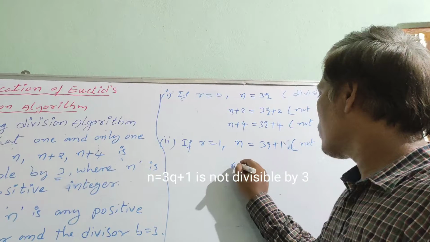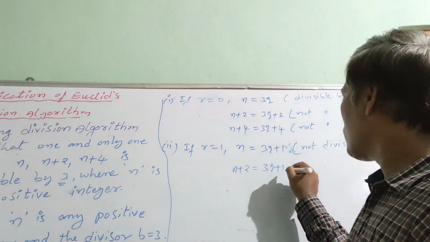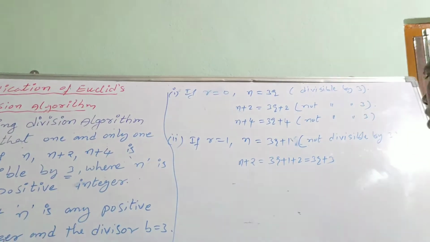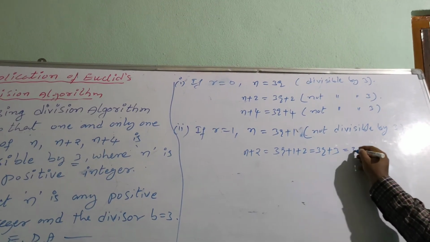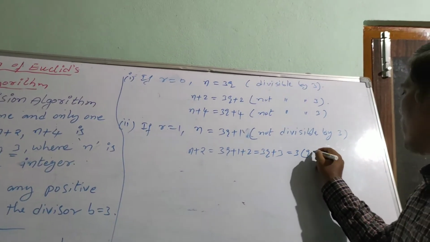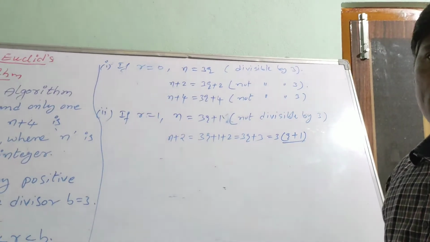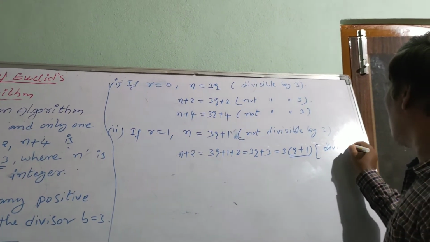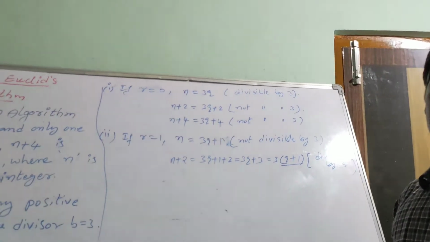What about n plus 2? If n is equal to 3q plus 1, n plus 2 means 3q plus 1 plus 2, which is equal to 3q plus 3. Here we can take 3 common, so 3 times (q plus 1). So exactly it is 3 into something. So n plus 2 is divisible by 3 here.